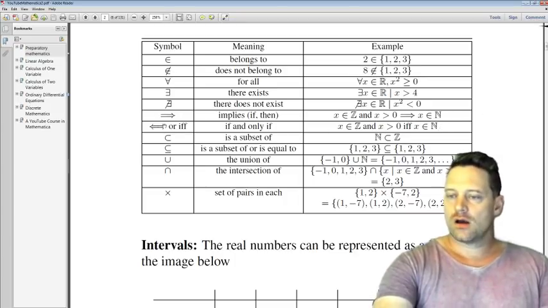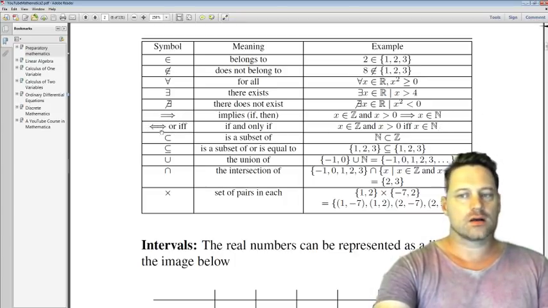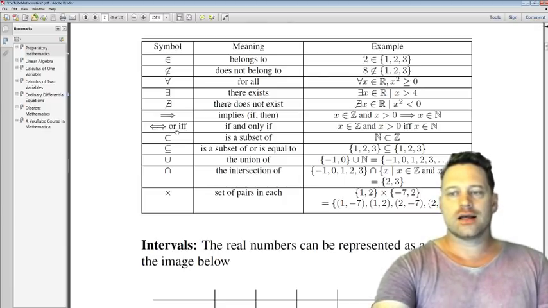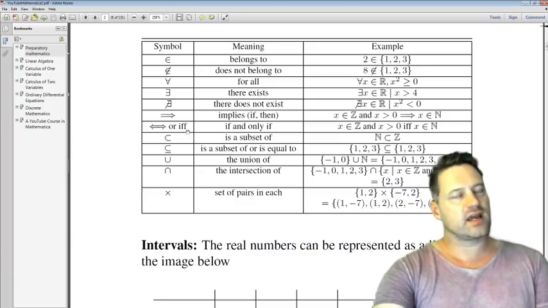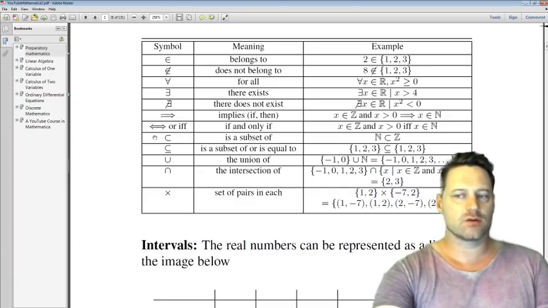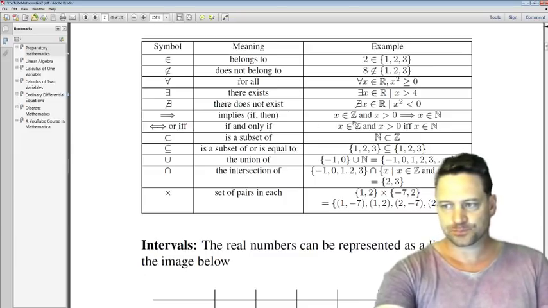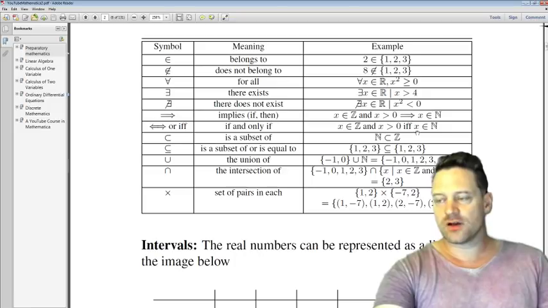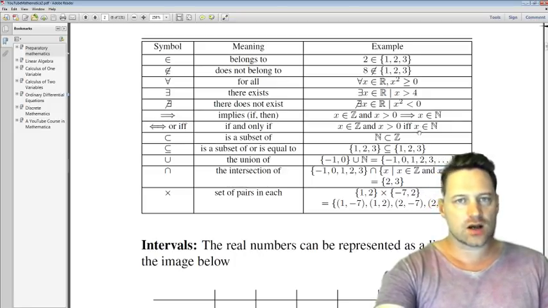True. All right, this one right here, it's got the arrows going both ways, and sometimes we'll abbreviate this with an iff, which means if and only if. x is an integer and positive if and only if x is a whole number.